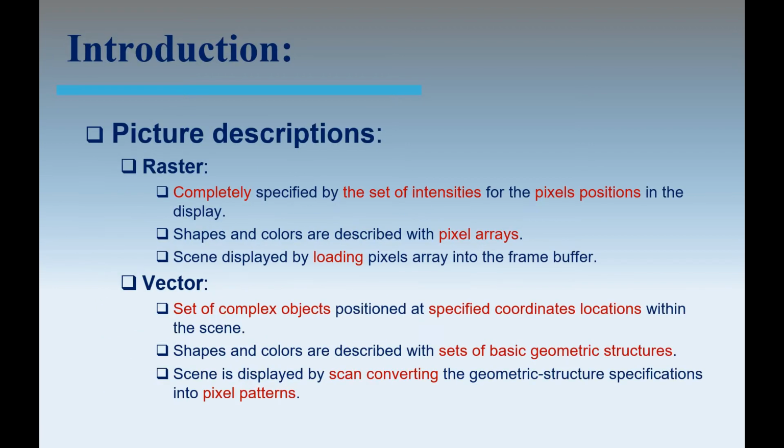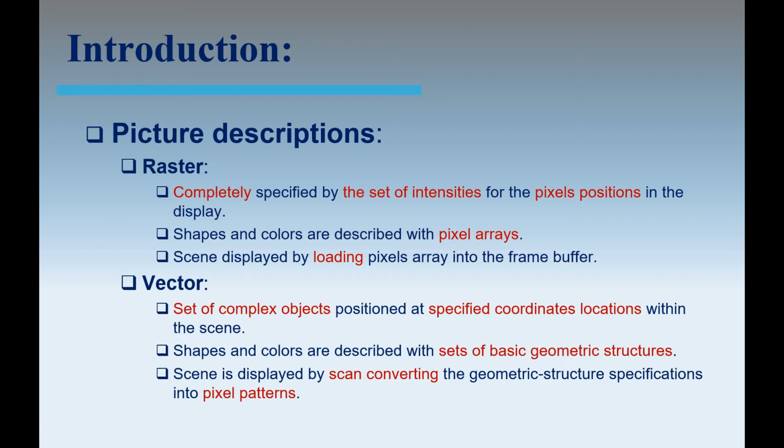So let us first try to understand what are raster and vector. As we have already discussed before in the previous unit, raster is completely specified by a set of intensities for the pixels positioned in the display. Shapes and colors are described with pixel arrays. Scene displayed by loading pixel arrays into the frame buffer. And vector is a set of complex objects positioned at specified coordinate locations within the scene. Shapes and colors are described with sets of basic geometric structures. Scene is displayed by scan converting the geometric structure specifications into pixel patterns.